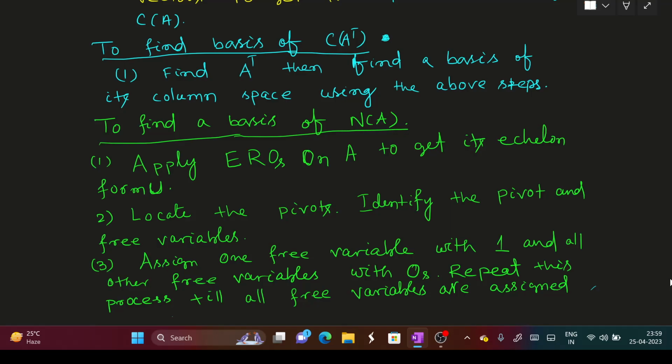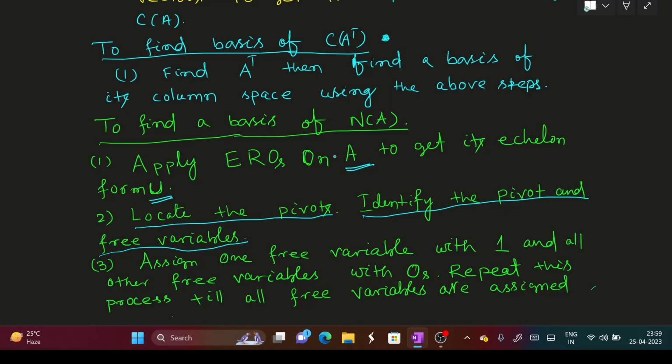Now to find the basis of the null space of A, what will we do? First step is to apply elementary row operations on A to get the echelon form U. Then locate the pivots, and identify the pivot and free variables. So what are pivot variables and what are free variables? The variables corresponding to pivot columns are pivot variables and all other variables are free variables.